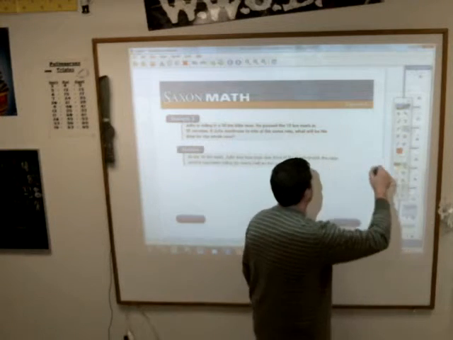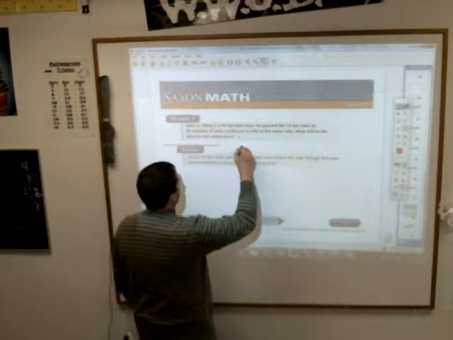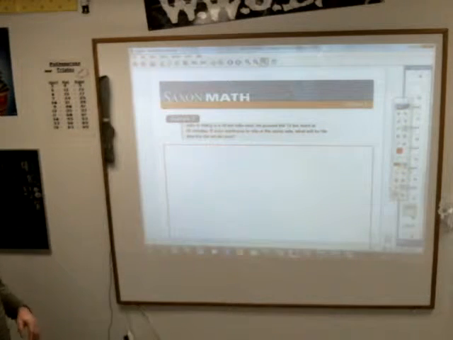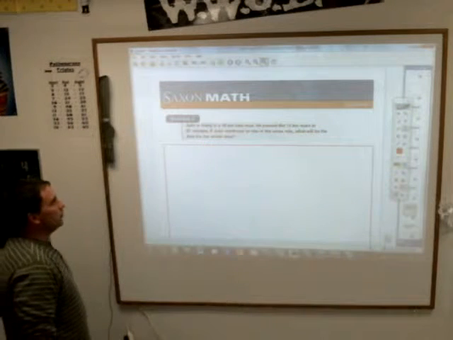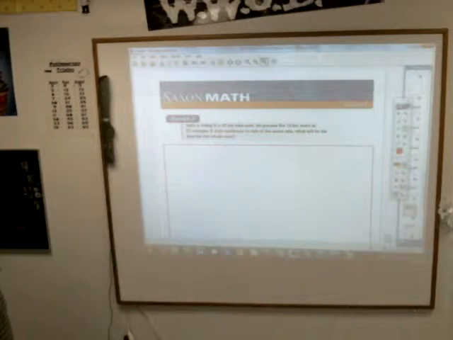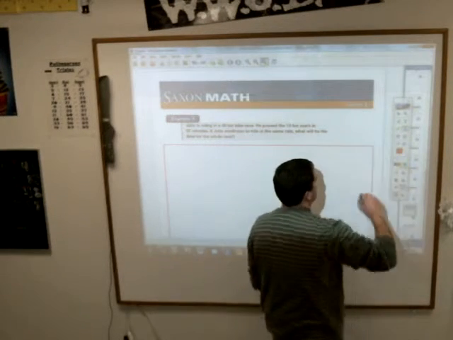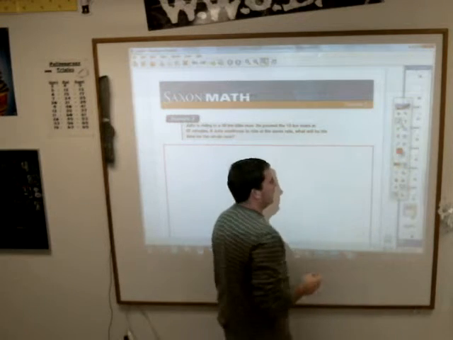Let's look at this one here, ladies and gentlemen, kids of all ages. Julio is riding in a 50-kilometer bike race. He passed the 15-kilometer mark in 27 minutes. If Julio continues to ride at the same rate, what will be his time for the whole race? Boom. I'll entertain a motion as to how to figure that out.